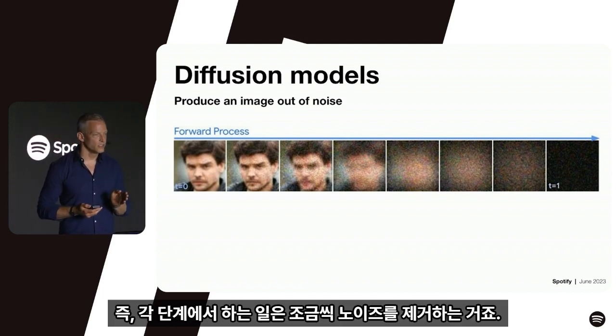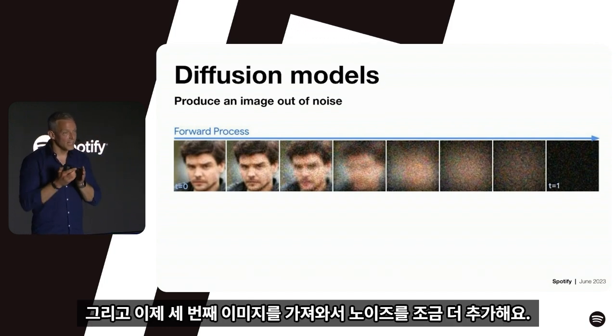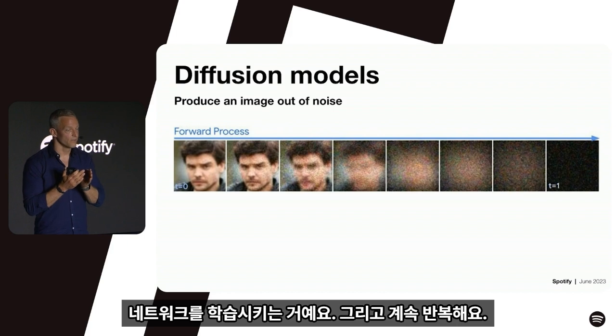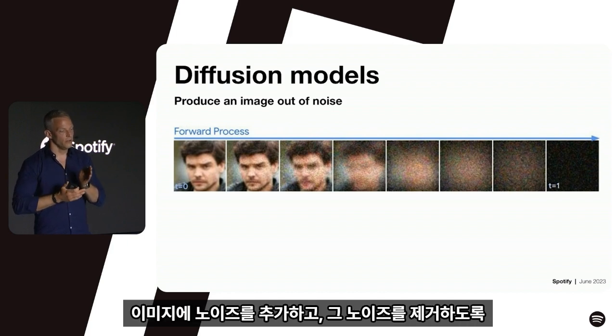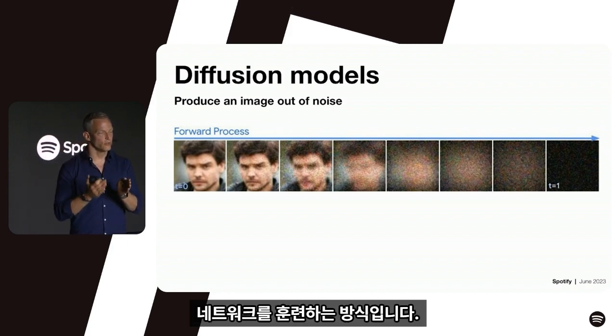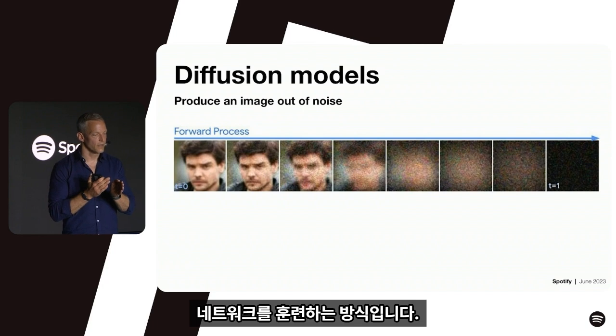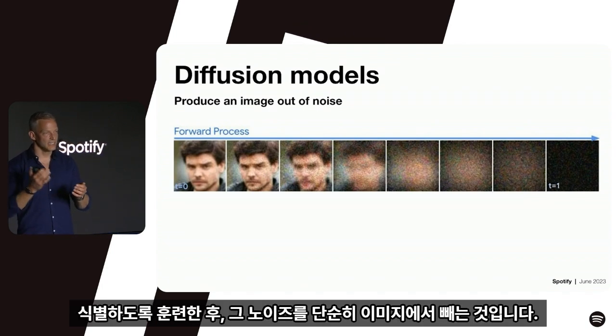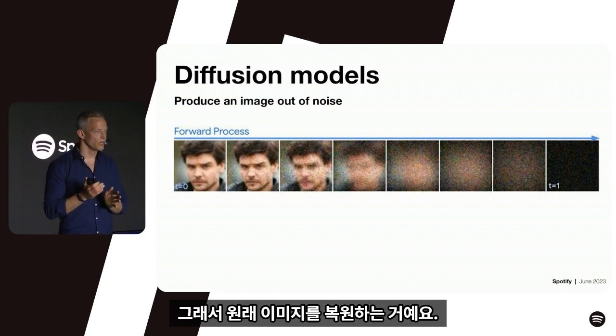So every step here is just removing a little bit of noise. And now you take that third image, you add a little bit more noise, you train a network to remove just that noise. And you keep going. You take that image, you add more noise, you train the network to remove that additional noise, etc. And when I say remove, you train a network to identify this was the noise added and simply deduct it from the picture, sort of recreate the original image.